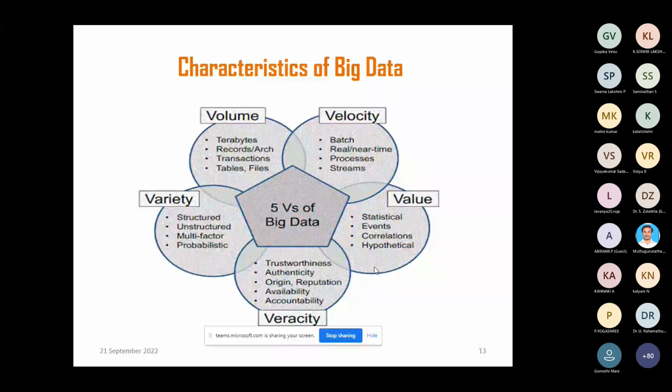Value speaks about adopting some statistical component, which means applying some statistical model by which you are able to take valuable insights from the big data available with you. And another important component speaks about veracity. Apart from these three, value and veracity have evolved in the next level of big data technologies.